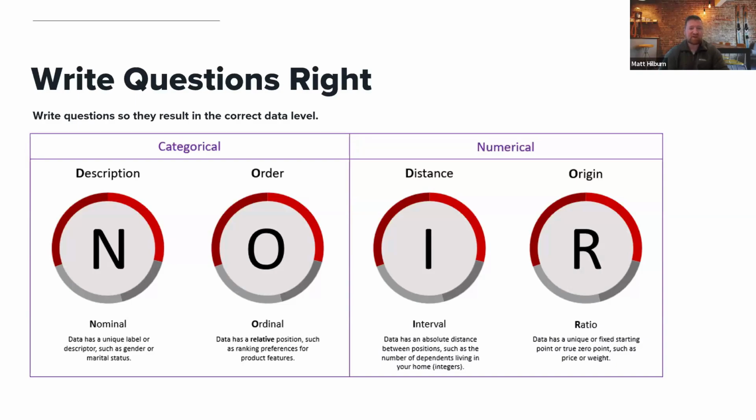But these are our 4 data types. We've got nominal, ordinal, interval, and ratio. Nominal data just has a label, such as gender or marital status. There's no numbers in there. Ordinal has some sort of an order, like less likely and more likely, that's an order. Interval is going to have some sort of an absolute distance between the options, such as I have 2 children versus 3 children. And then our ratio data is going to have a true 0 point, such as price.